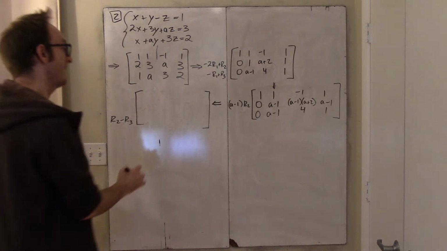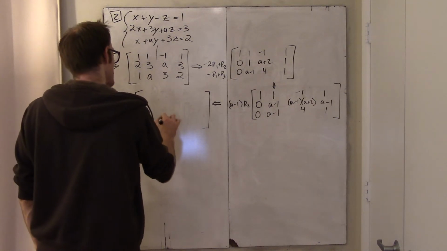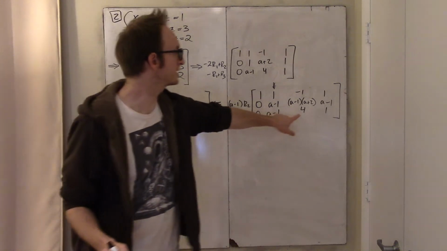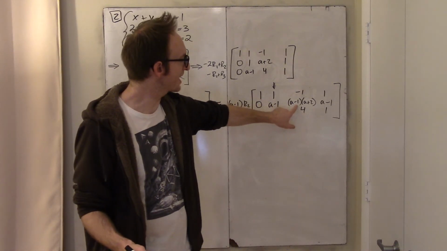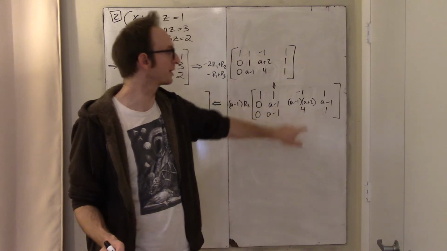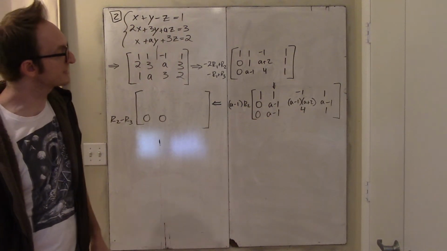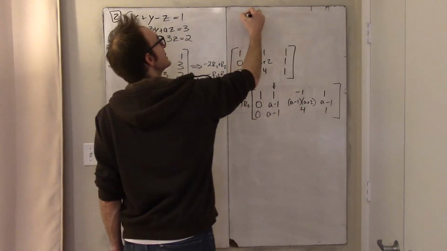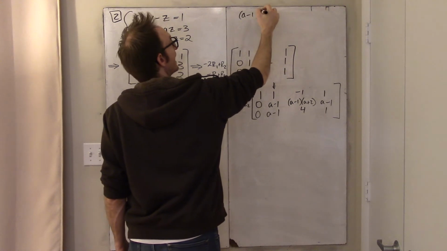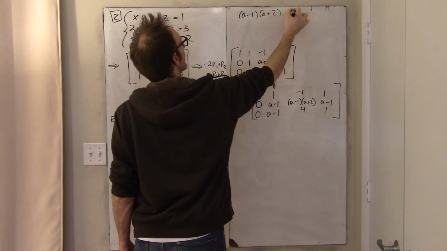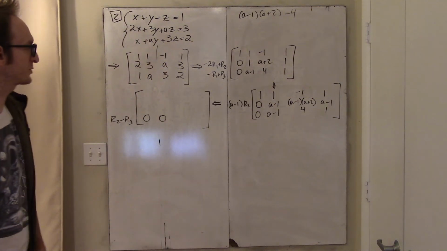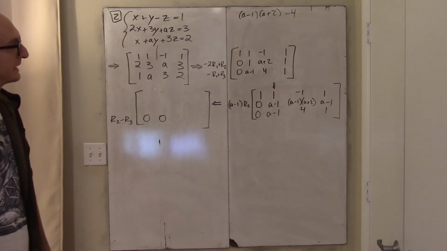Okay, well, I get 0, 0, and now what goes here? What goes here is a minus 1, a plus 2 minus 4. Let's just do that off to the side. What is a minus 1, a plus 2 minus 4? I'm just doing some scratch work to keep my matrix clean.